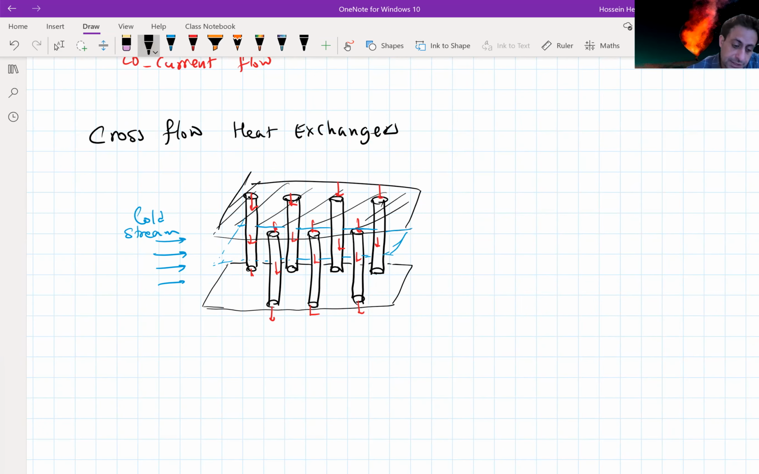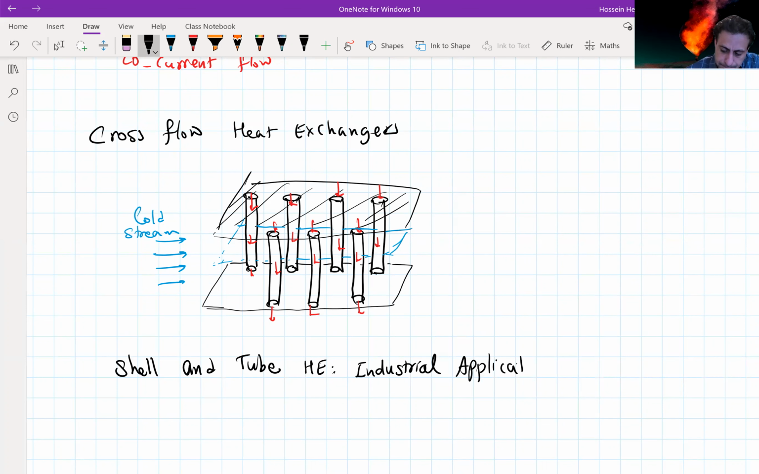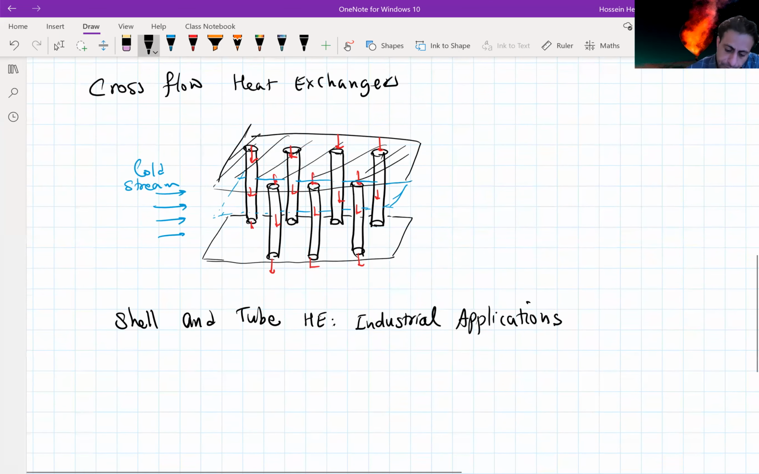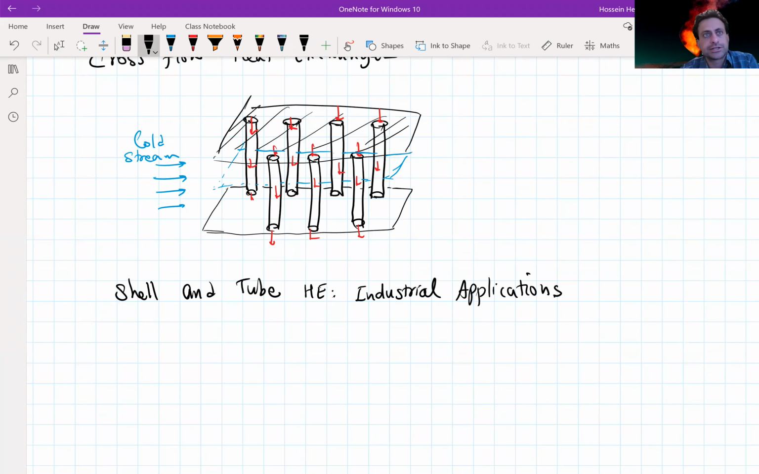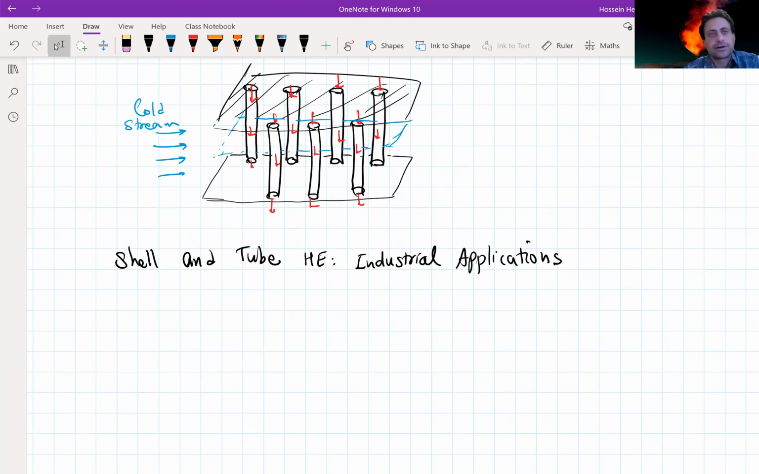The other type of heat exchanger that we would see a lot in industrial applications is the shell and tube. Shell and tube heat exchangers are mainly used in industrial applications. So for this sort of heat exchanger, what we have is a bigger shell. They are similar to the double pipe, but it could be single pass like the double pipe, or it could be multiple pass with multiple tubings and so on.